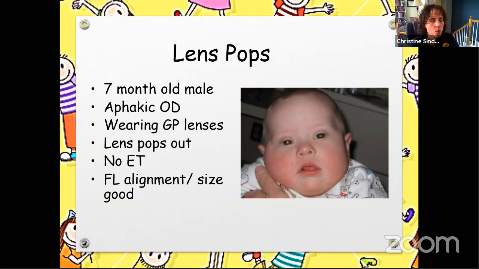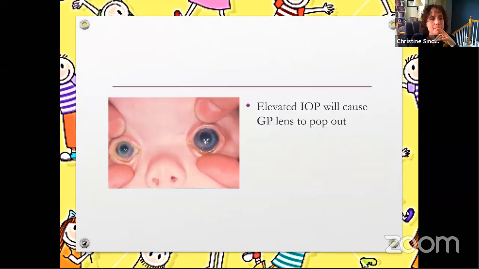Here's a 7-month-old. He's aphakic in the right eye, and he's wearing gas perm lenses, and the lens is popping out. He doesn't have any esotropia, and his alignment looks pretty good, but his pressure was up. So even if you don't see any fit change, and yet the parents are telling you that the lens is popping out, you should highly consider that it is an intraocular pressure problem.